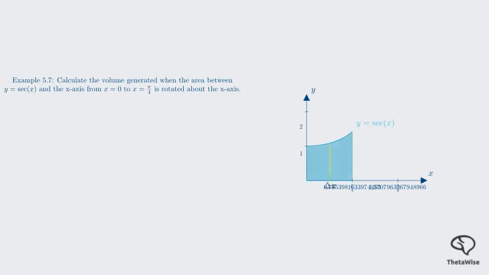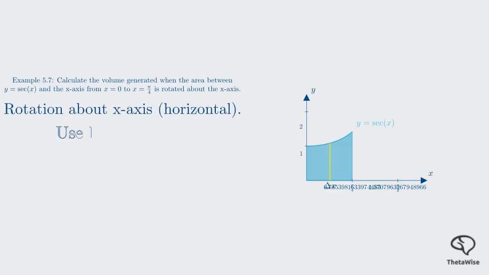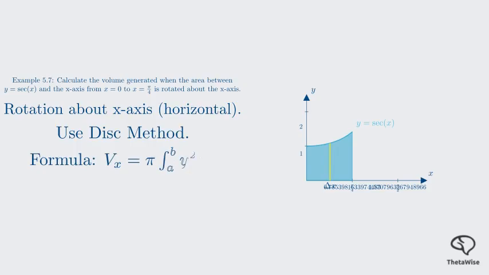Step 2. Choose a method. We are rotating about the x-axis. A vertical strip which is perpendicular to the x-axis would be easy to set up. A horizontal strip would involve an inverse secant function and be much harder. The disk method is the clear winner here. Using the disk method, the formula is pi times the integral of y squared dx. Our function is secant of x, and our limits are 0 and pi over 4.